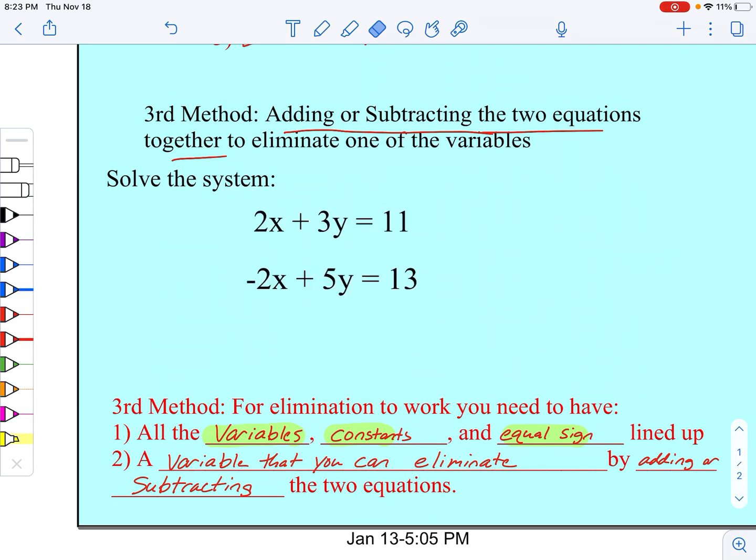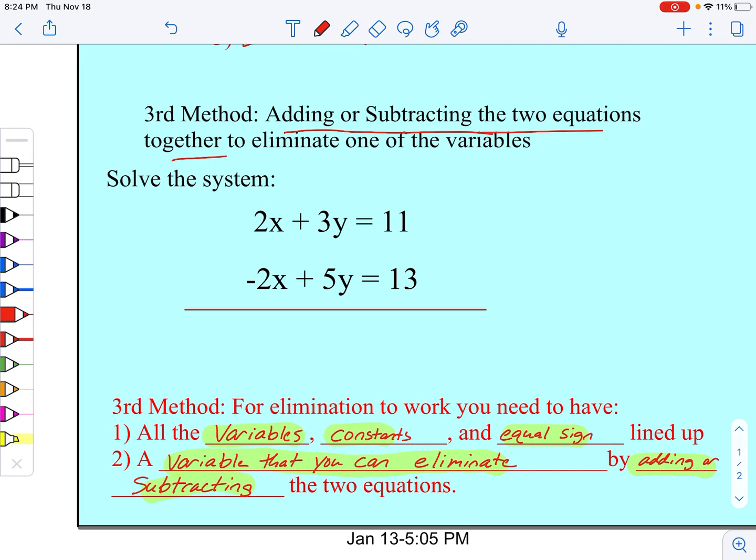And then number 2 thing you have to have for this to work is you actually have to have a variable that you can eliminate by adding or subtracting. Okay, so let's take a look and see how this works. Again, pause it if you need to write down those notes. But you actually just stack the 2 equations on top of each other, just like we have here. I'm going to draw a line, kind of like an old school addition or subtraction problem.